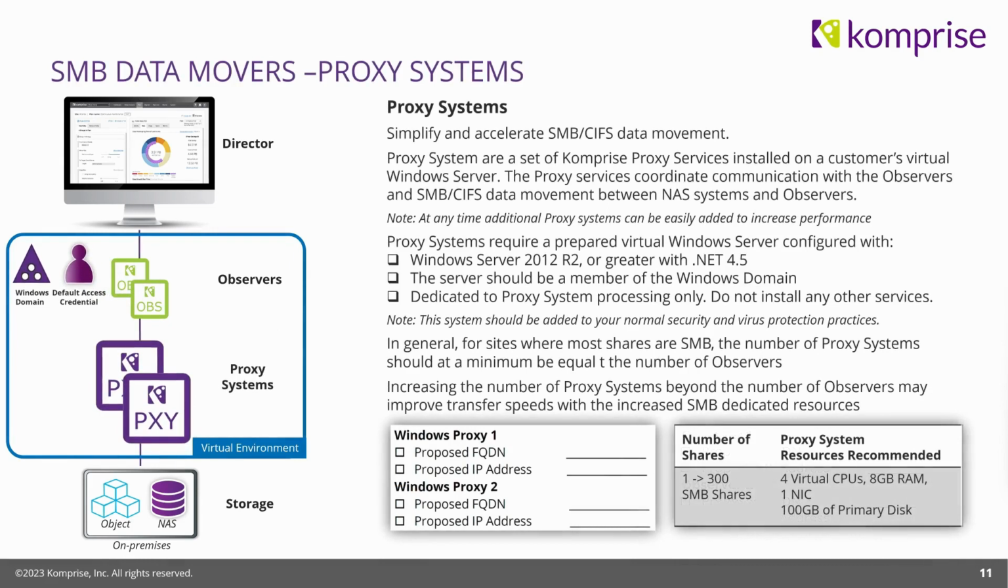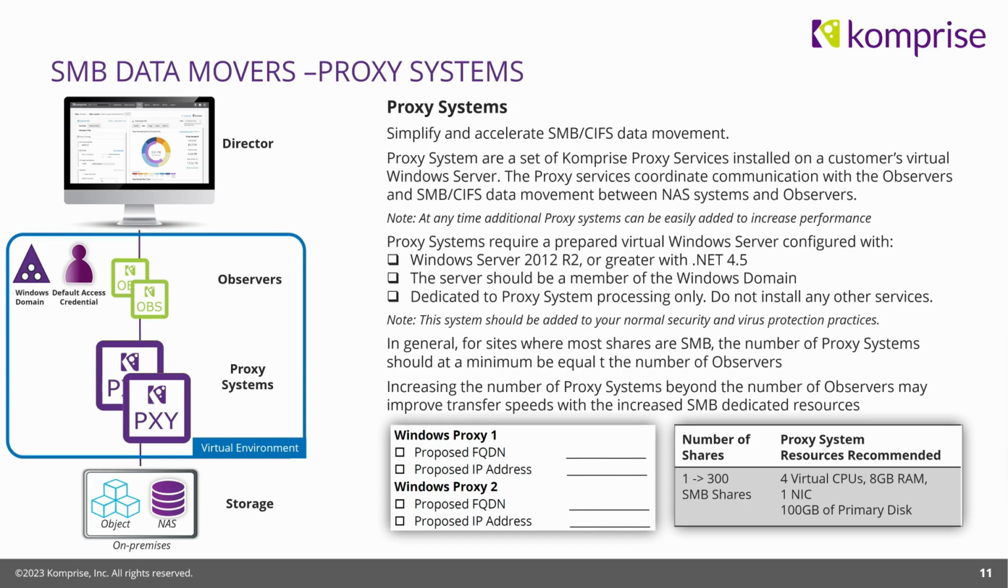Let's discuss the Windows proxy systems. These are virtual Windows servers on which Komprise runs a set of services to move Windows data. To configure a proxy system, we ask the customer to provide 2 virtual Windows servers that have been set up in advance and added to their domain. During installation, we'll log into the servers with the default access credential and use a browser to download and install the Komprise proxy MSI file.